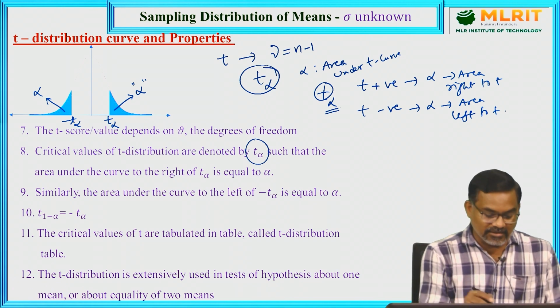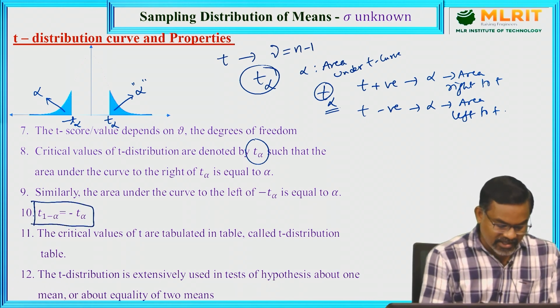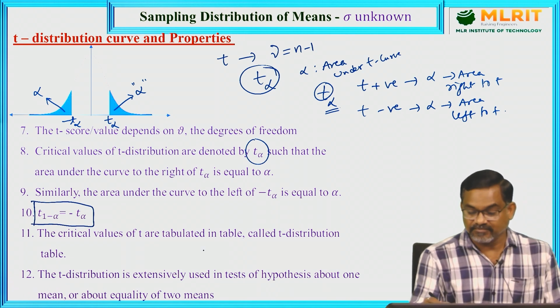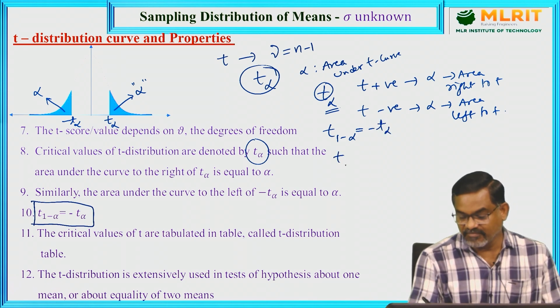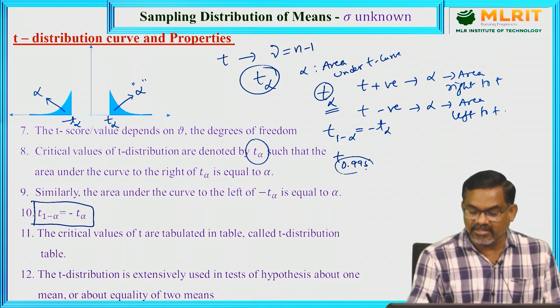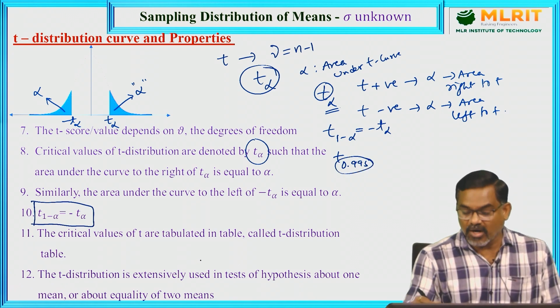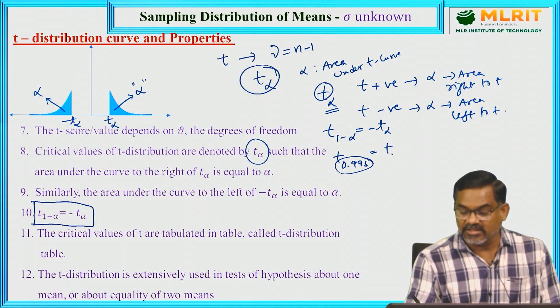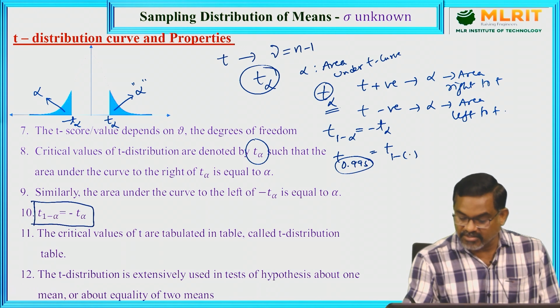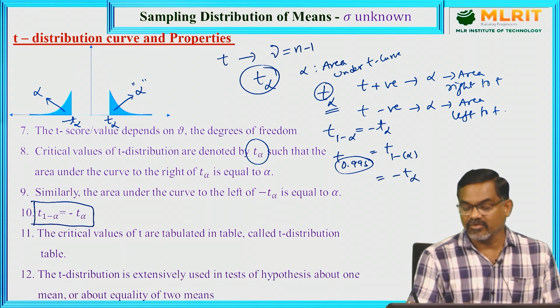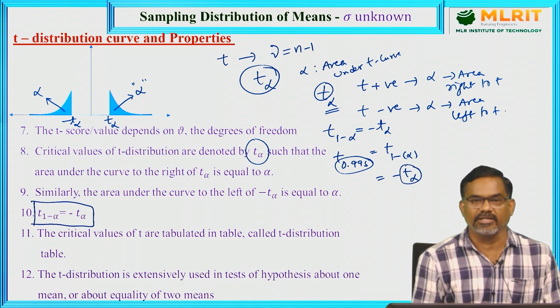There is another important property, t1 minus alpha is minus t alpha. For example, sometimes if it is required to find 0.995, you cannot find this value in t distribution table. So, what we do here, we write this in terms of 1 minus something, for example, 1 minus alpha, which is equal to minus t alpha. So, this t alpha can be obtained using the t distribution table.